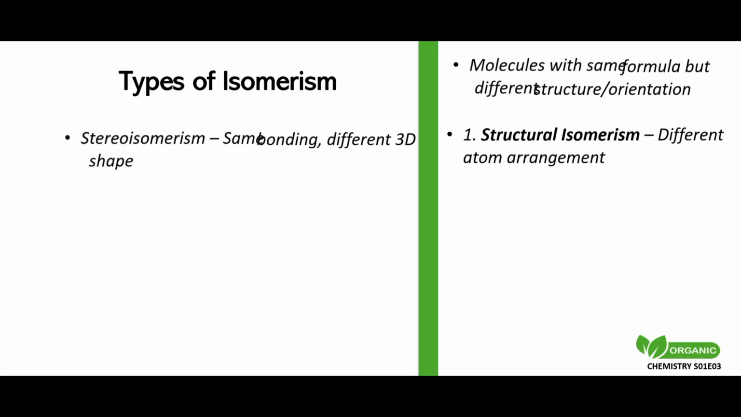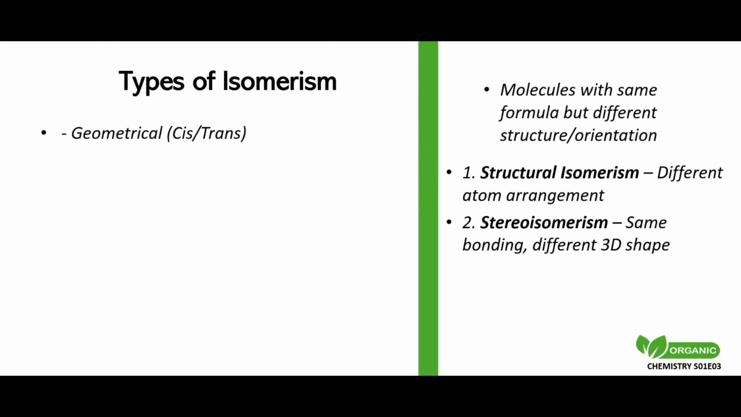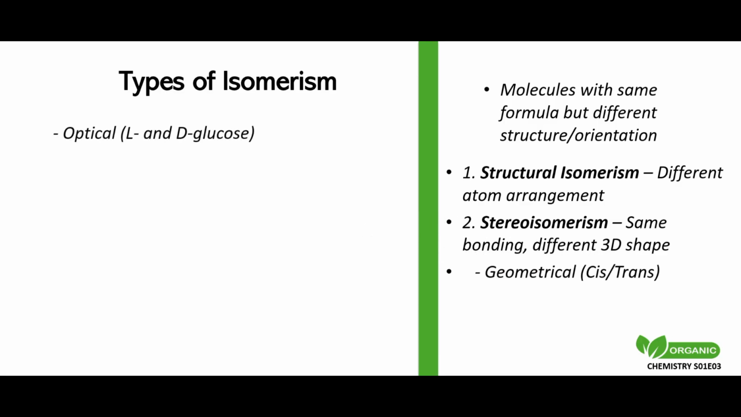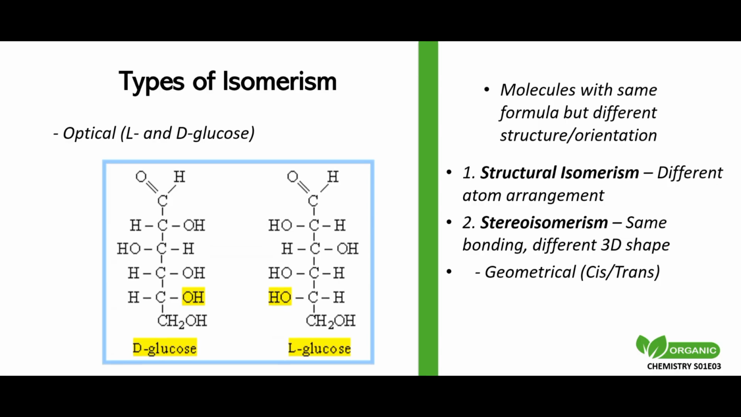They are divided into 1. Geometrical, or E and Z isomerism, or cis and trans isomerism. Here there is a different spatial arrangement around a double bond resisting rotation. Example, cis but-2-ene versus trans but-2-ene. 2. Optical isomerism. R and S isomerism or L and D isomerism. Mirror image molecules that rotate light differently, affecting their biological activity. Example, D and L-glucose. Understanding isomerism is crucial in drug development and material science.